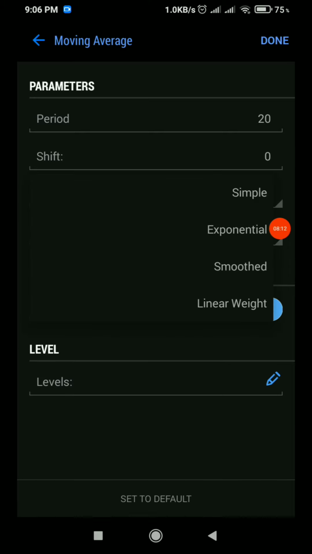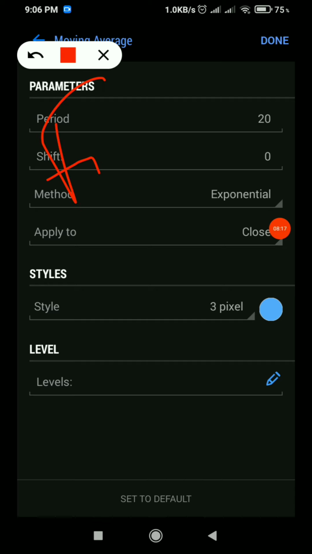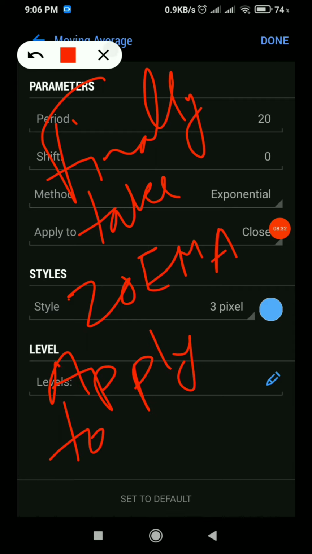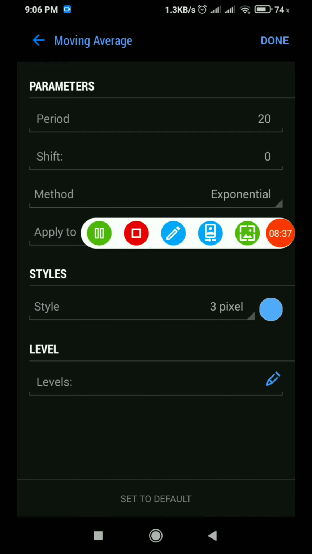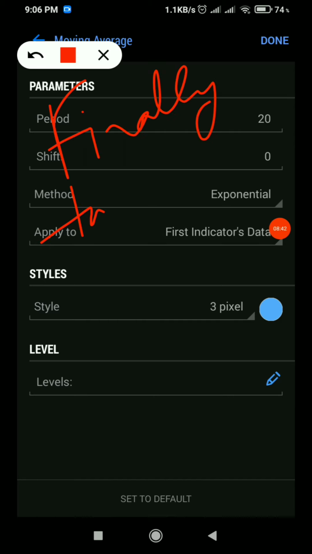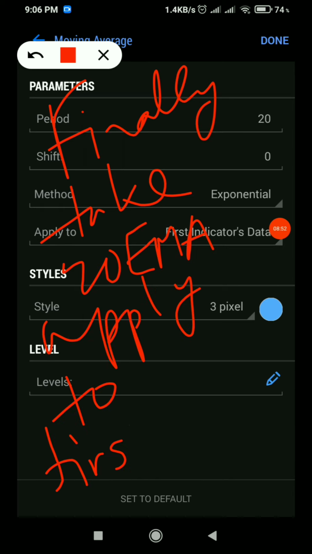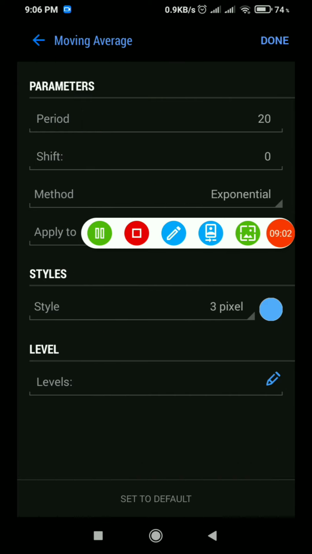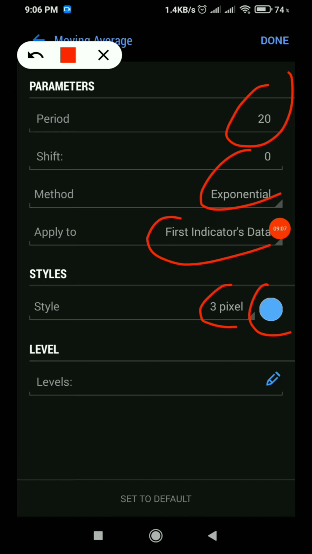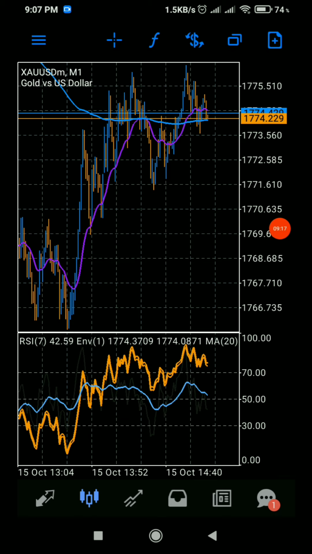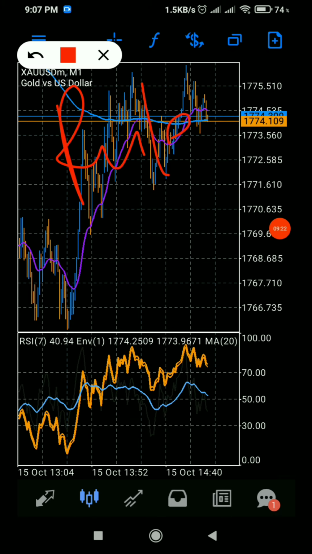And finally you have to take a 20 exponential moving average, and of course apply to first indicator's data. As you see here, I'm taking first indicator's data, so that is important. Apply to first indicator's data for that 20 exponential moving average on the second RSI window, and the color is blue. That's it. Well, that is the main chart and the second chart.